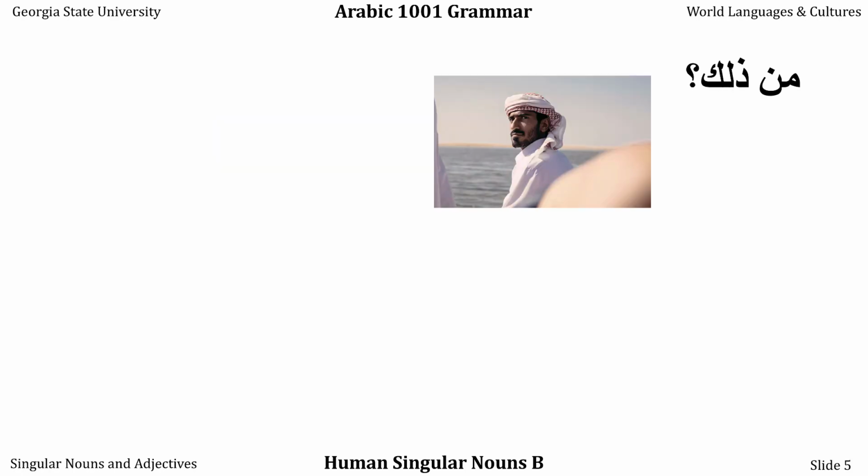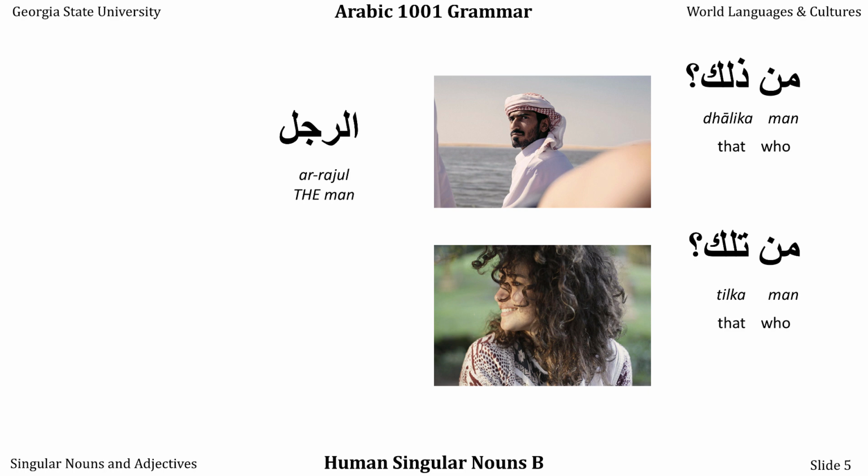Let's learn a couple more words. Man dhalik, who's that? And our answer is ar-rajul, the man. We've taken the word rajul, which means man, and put the alif lam on it. But we don't hear al-rajul, we hear ar-rajul. The ra in rajul has swallowed the lam in alif lam. This is something that you're just going to learn by osmosis. Certain of the letters, like ra, will swallow the L in alif lam and double themselves. So ar-rajul, not al-rajul.